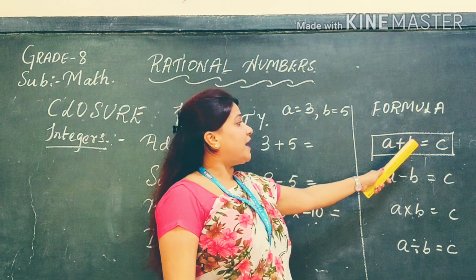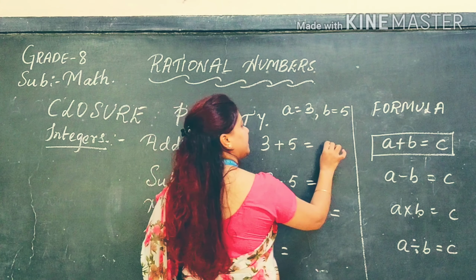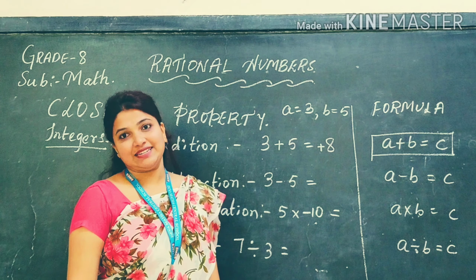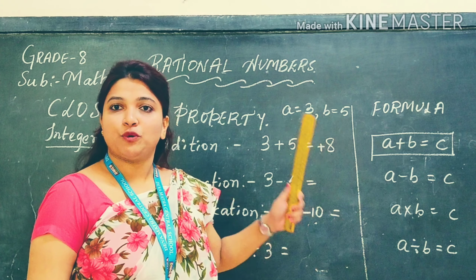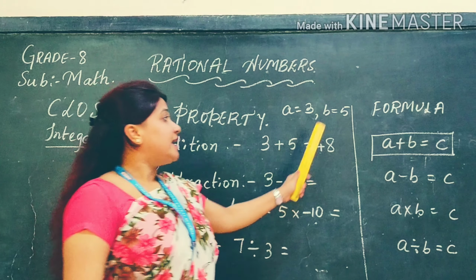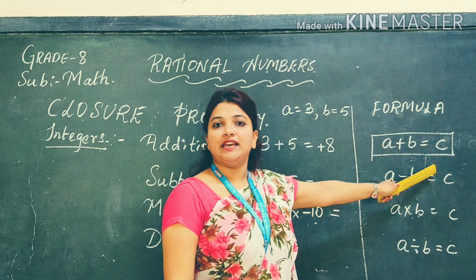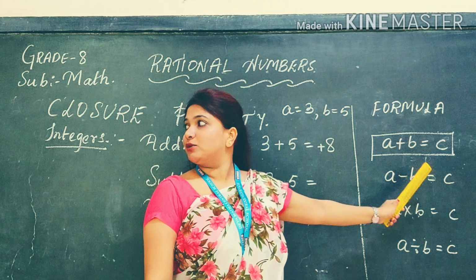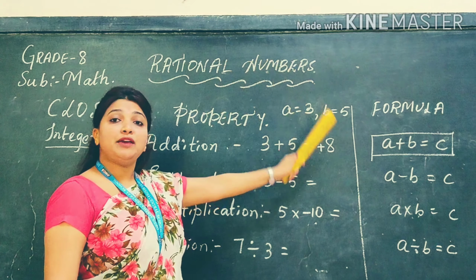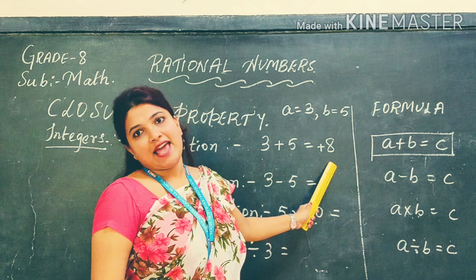That is, 3 plus 5 is what? 3, 4, 5, 6, 7, 8. So 3 plus 5 is nothing but plus 8. Is plus 8 an integer? Definitely it is an integer. So my formula for the closure property of addition is A plus B is equal to C, that is, integer plus integer is equal to an integer. Let A be any integer, 3, and let B be one more integer, 5. Again it gave me an integer, that is plus 8.